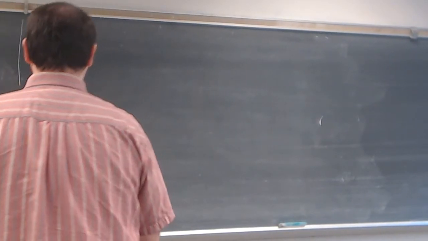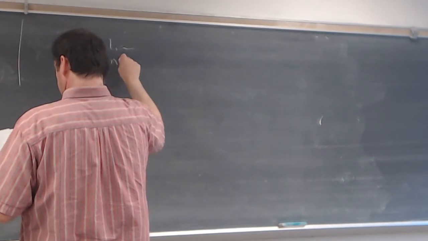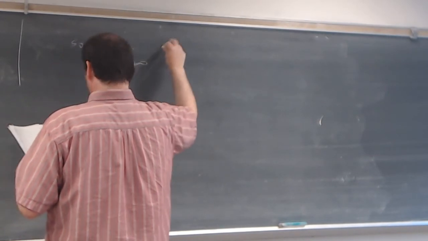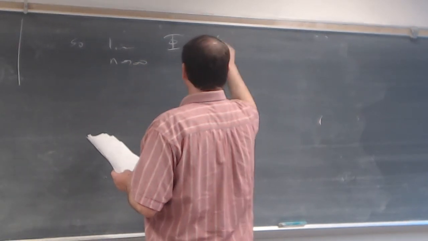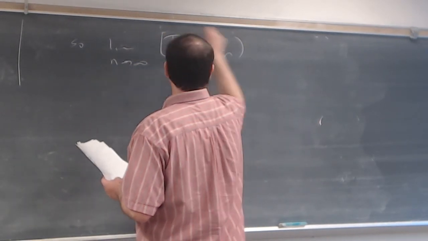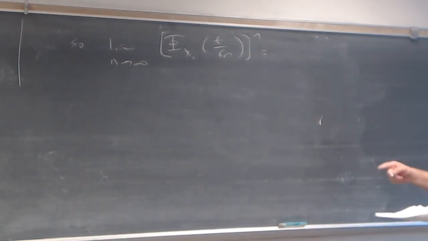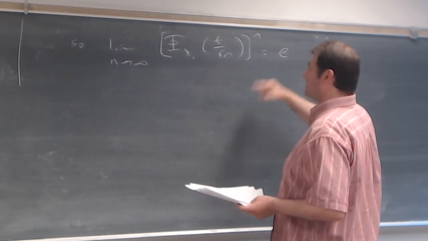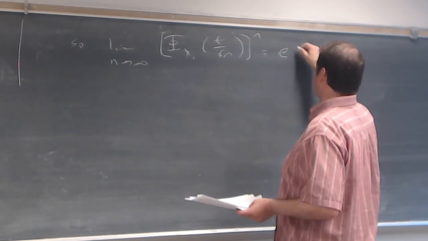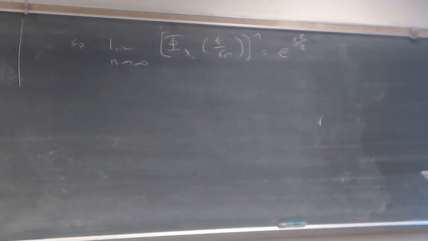So, the limit as n goes to infinity of phi sub x sub 1 of t over the square root of n, all that raised to the n, this is what we're trying to answer. Well, we had found the limit of ln of that. So to undo taking ln, we would raise e to the answer for the limit of the ln, and that's e to the t squared over 2.